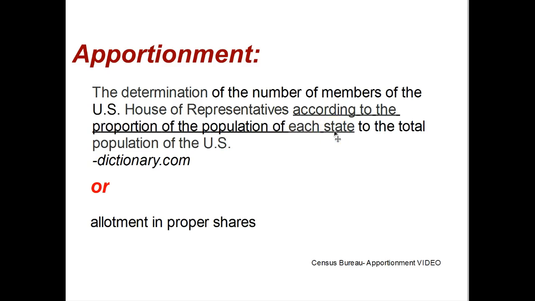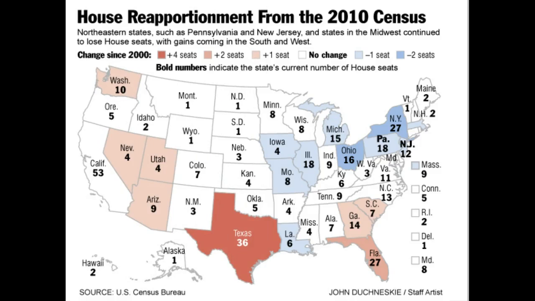So states that have a high level of population are going to get more representatives. States that have a lower population are going to get fewer. Now understand this, everybody's guaranteed at least one. So like I mentioned before, if you are North Dakota or South Dakota, you're at least going to get one, no matter how small your population is. And there's a video on apportionment by the Census Bureau that follows this that you need to take a look at that kind of explains it in a pretty easy way, I think.